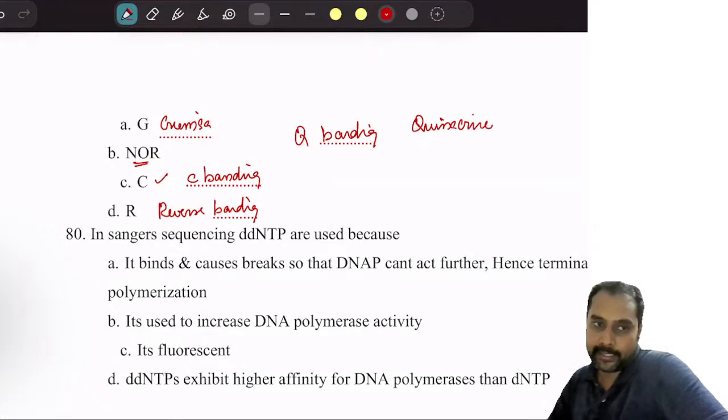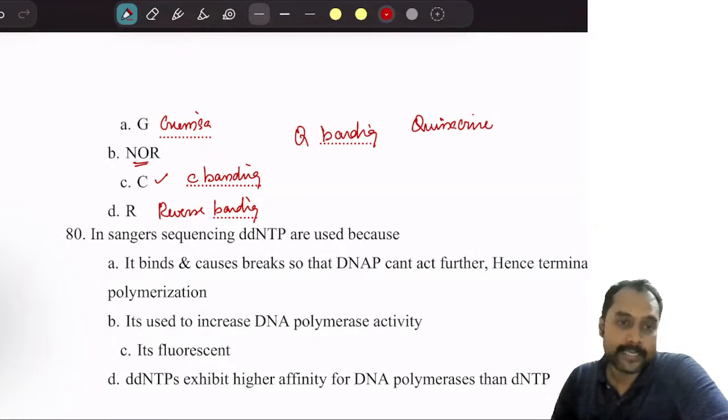That will be the third technique. Okay, so the answer here is C banding is the correct answer to visualize dicentric chromosome.